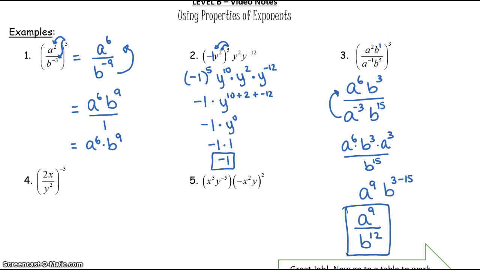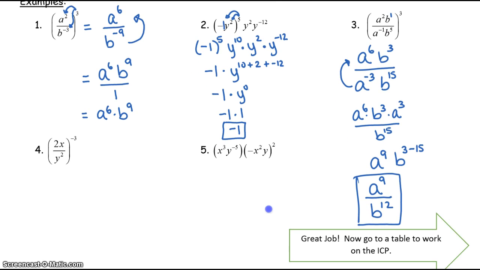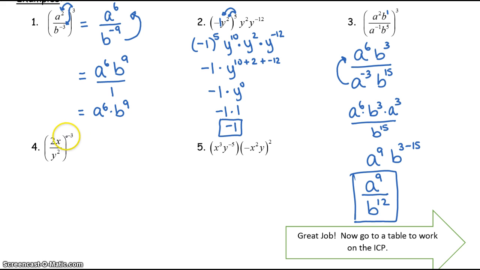Alright, let's go on to number 4. So we once again have an exponent outside, so we're going to distribute the exponent: 2 to the negative 3 power, x to the negative 3 power, y to the negative 6 power, because once again we're doing 2 times negative 3. All of them have negative exponents, so we're going to go ahead and move their locations. This now, 2 to the negative 3 will be in the denominator as 2 to the 3. X to the negative 3 will be in the denominator as x to the power of 3. Y to the negative 6 will be y to the 6 in the numerator.